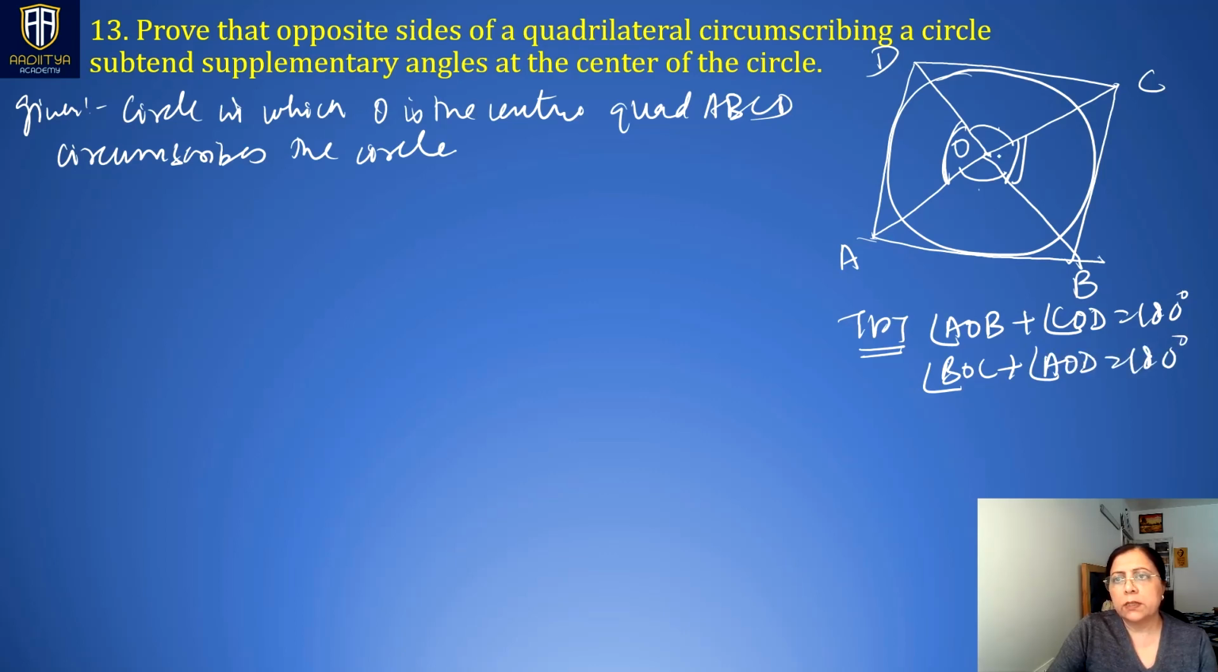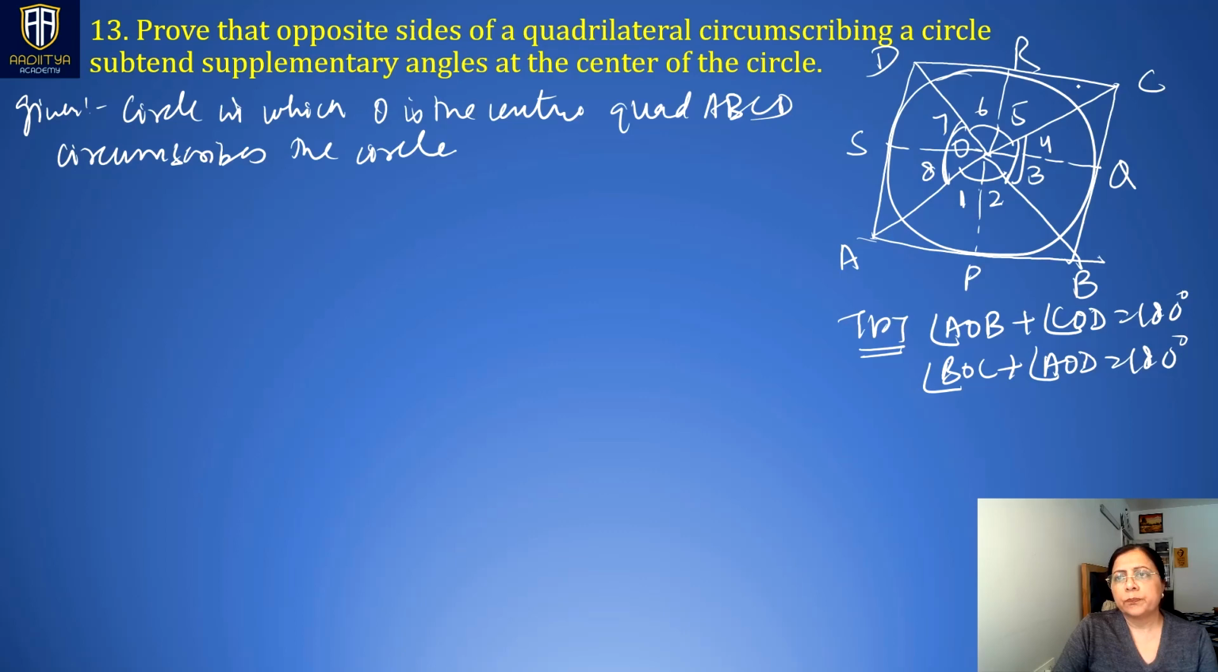Now what I am doing is joining these points of contact. Let this be, start from here, P, Q, this be R and this be S. I am marking these angles as 1, 2, 3, 4, 5, 6, 7, 8.